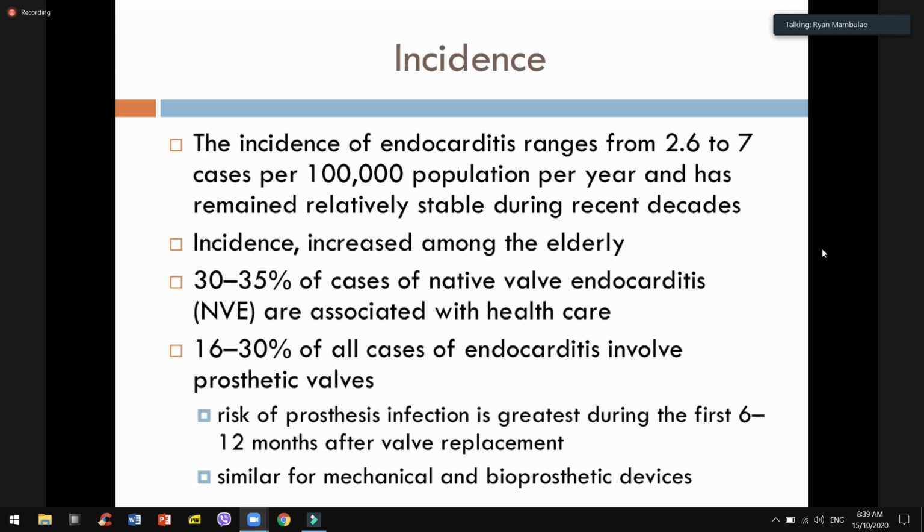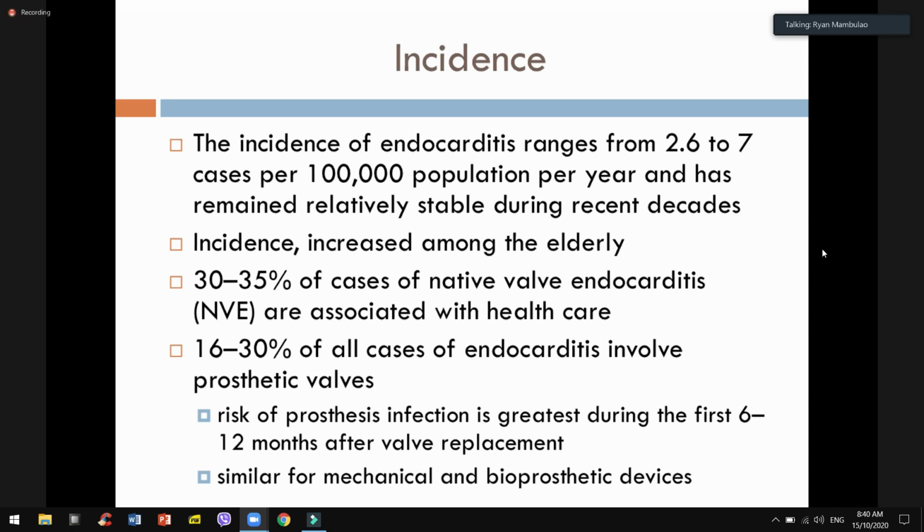Developed versus developing country, magkaiba din yung cause. Kasi pag developed countries, more on IV drug users or becoming elderly. Pero pag developing countries, ito yung mga rheumatic heart disease, ang possible cause. Kasi pwede ka namang may mitral stenosis from rheumatic heart disease. Tapos nag-vegetation. So it's a predisposing factor for an infective endocarditis.